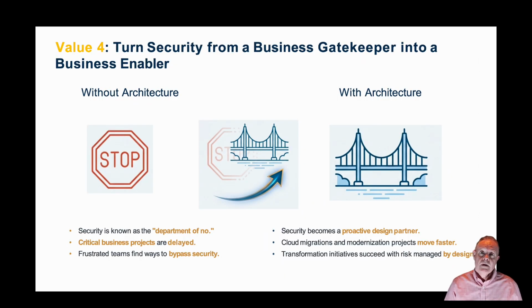Value number four, from business gatekeeper to business enabler. Without architecture, security becomes the department of no. Projects slow down, teams route around the controls, and risk increases. With architecture, security becomes a design partner. Cloud migrations move faster, transformations succeed, and risk is managed intentionally, not reactively.